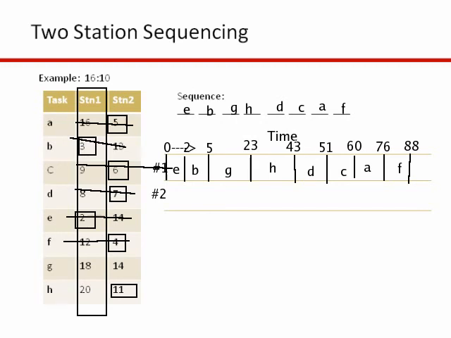All right, so the next station, let's just look at the station 2 times, okay? So machine 2, we cannot start job E at time 0 because it won't be done until time 2. So we're going to start E at time 2, all right? And E takes 14 units of time on station 2, so we're going to be done with E at time 16. So it's going to start here at 2, and then it's going to be done at 16, okay?